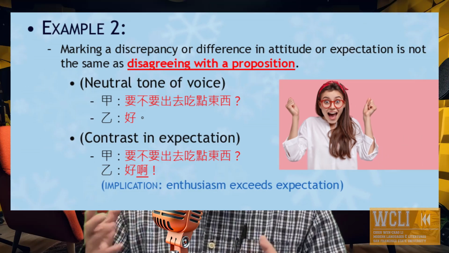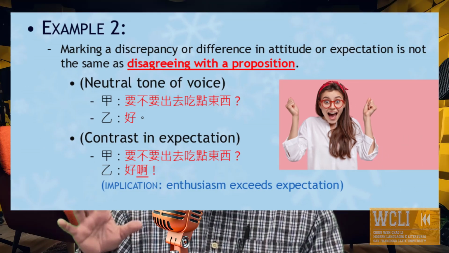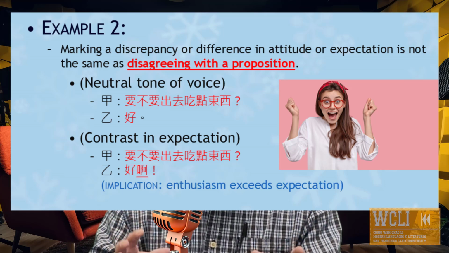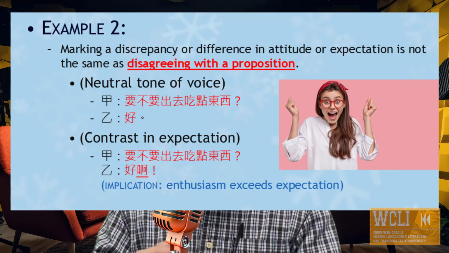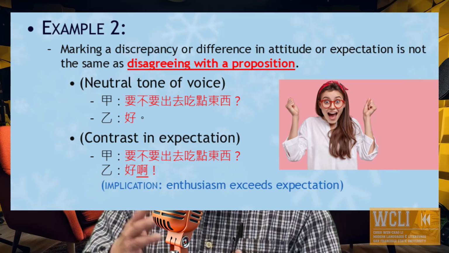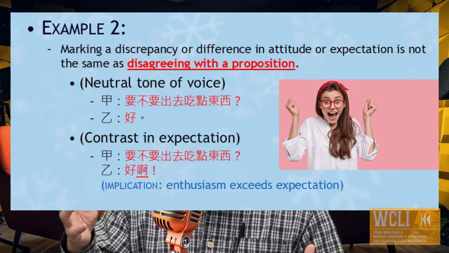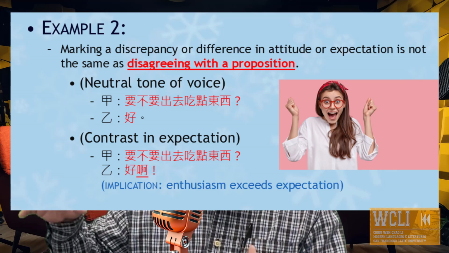Now here it is important to point out that showing a difference in attitude is different from disagreeing with the other party. So let's look at this next example here. 要不要出去吃点东西? 好. You want to go out and eat something? Sure. Okay, that's a neutral sentence. Whereas when we have the 要不要出去吃点东西? 好啊.